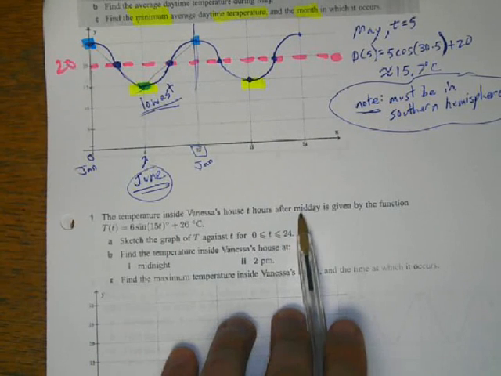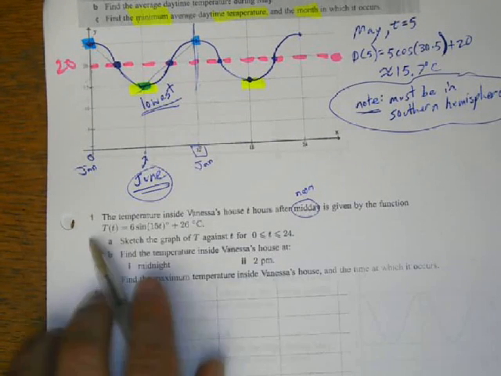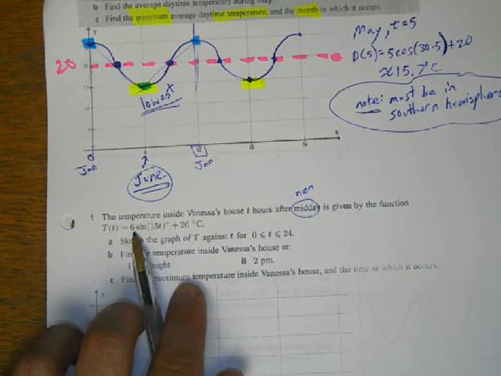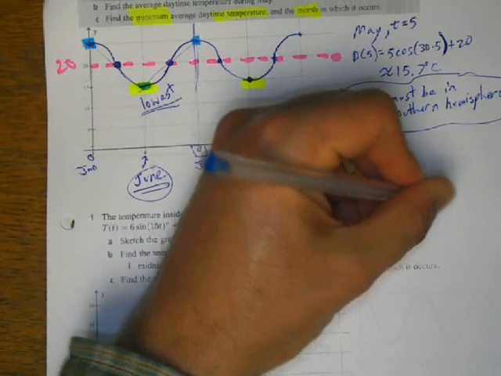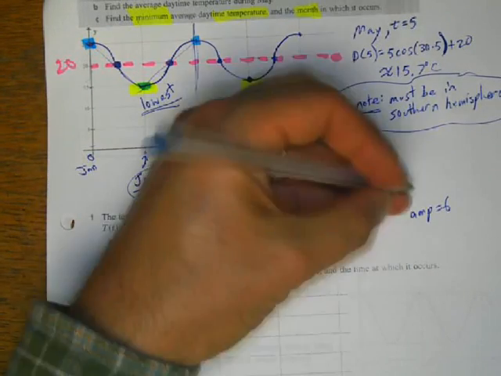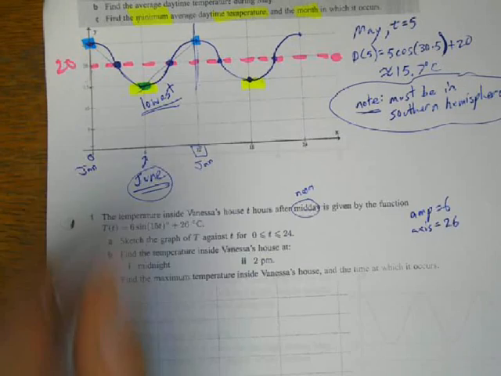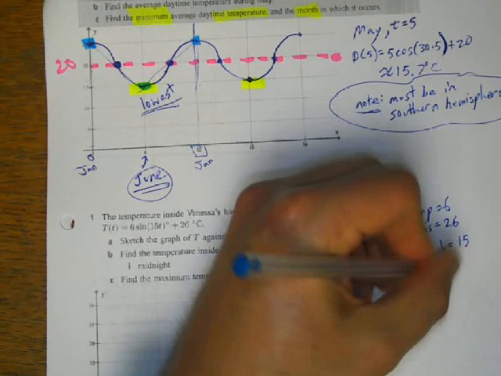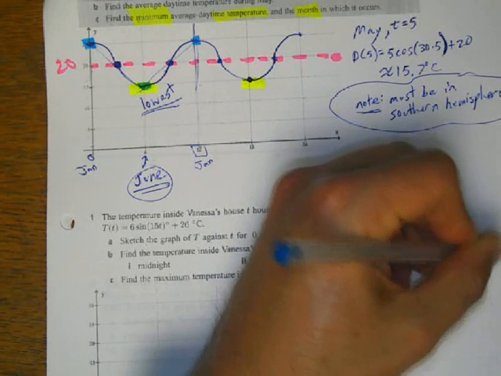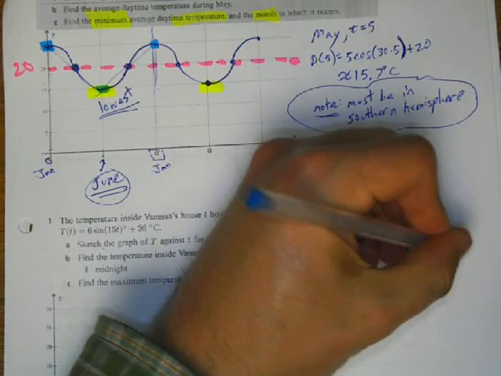Okay. The temperature inside Vanessa's house after midday, let's call that noon, is given with this function. Okay, so we've got our amplitude. Our amplitude is 6. We know the principal axis is equal to 26, and we know that B equals 15. So the period has to be 360 divided by B. So the period has to be 24.